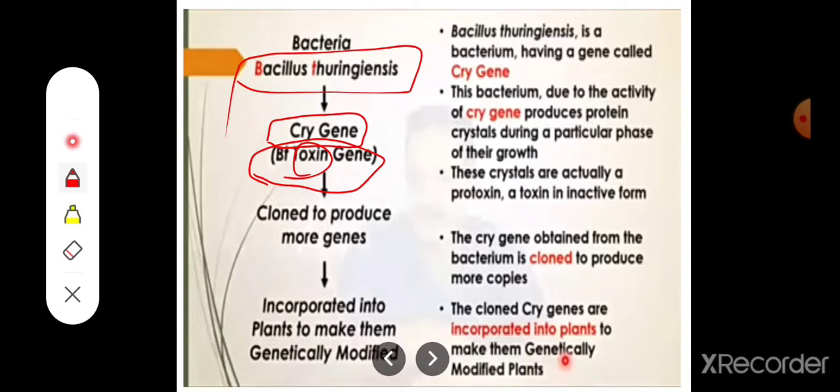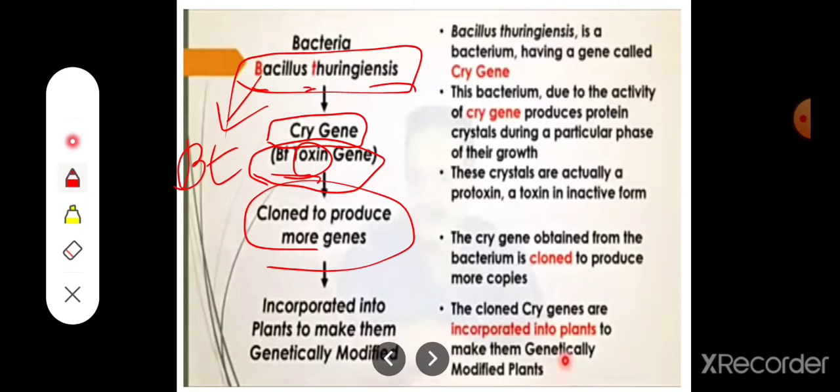So this gene is also called the Bt toxin gene because it produces a toxin. Clear. This cry gene is producing a toxic substance, and so it is called Bt toxin. The Bt denotes Bacillus thuringiensis; the genus name is written with a capital letter and the species name with a small letter. Okay, so we are isolating this cry gene from Bacillus thuringiensis and putting it into a host cell, and we are cloning it to produce more genes.